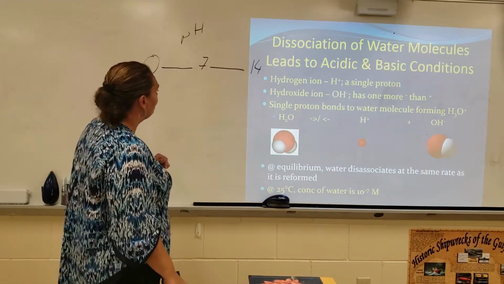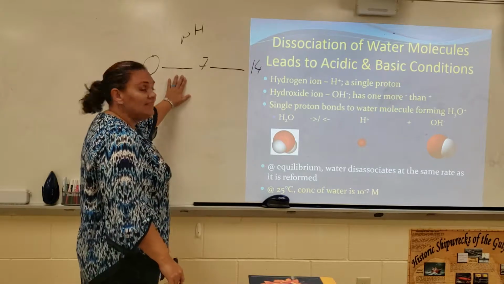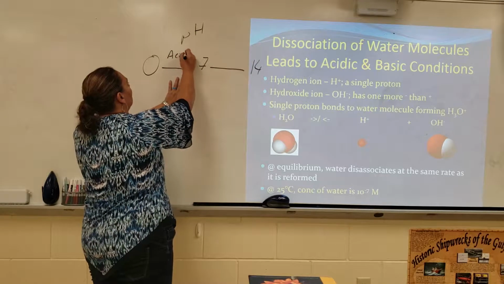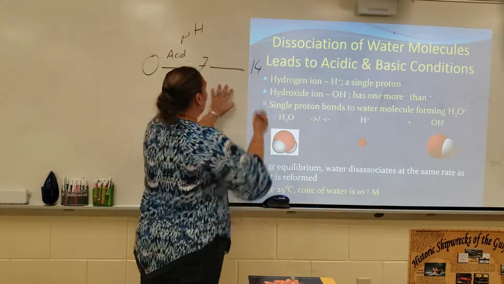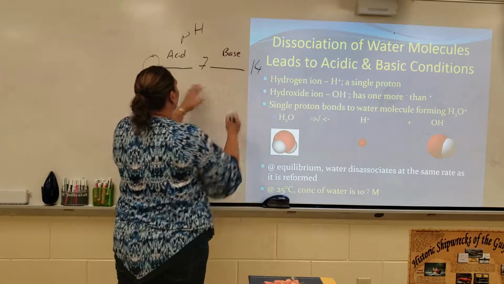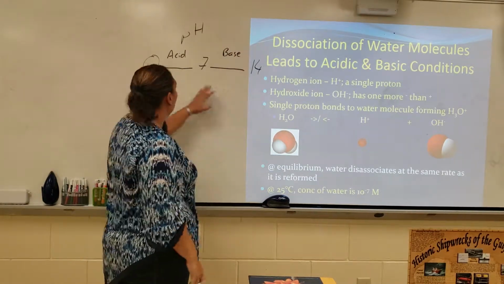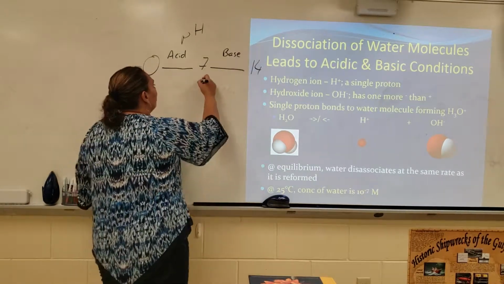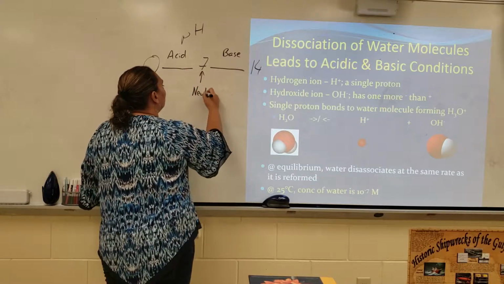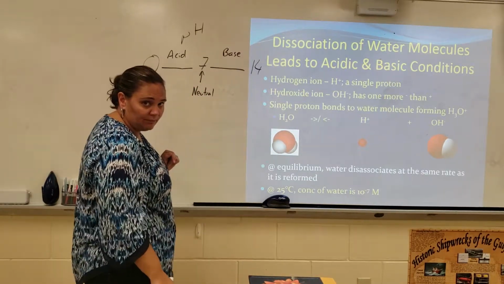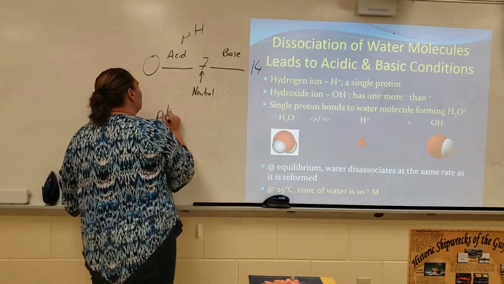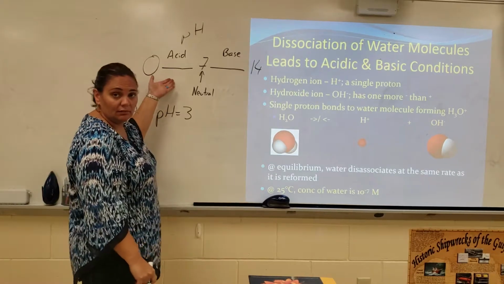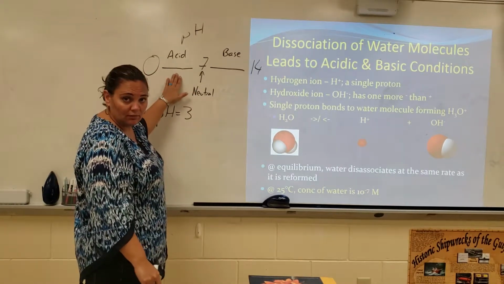Now, less than 7, you are an acid. Greater than 7, you are a base. How do you remember that? What comes first, A or B? A. What comes first, 1 or 14? 1. That's how I remember. 7, smack dab in the middle, is neutral. Okay? If your pH equals 3, who are you? You're an acid because you're less than 7. Okay?